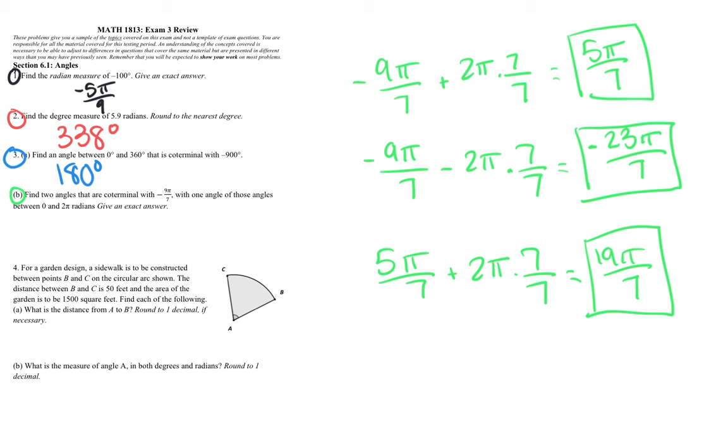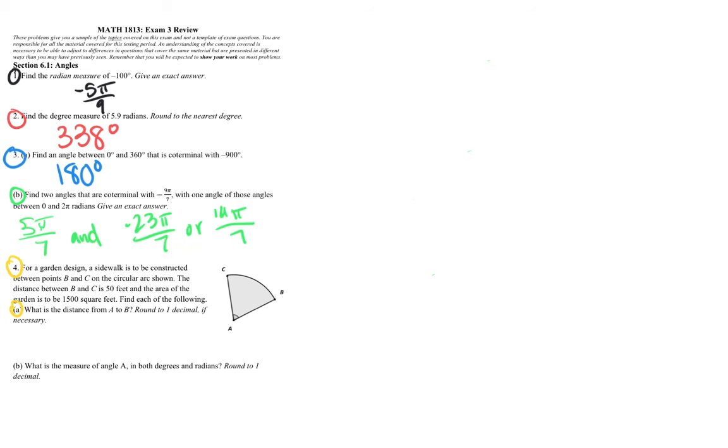Either way works. Okay, so it's asking us to find the distance from A to B. So to do this, we need to use two formulas. One is going to be our arc length formula, which is S equals r theta. And r would be A to B, that would be our radius. And so we know that our arc length is 50 feet. So we know 50 equals r theta, but we don't know theta. So we can solve for it though. Say divided by r, we have 50 over r equals theta.